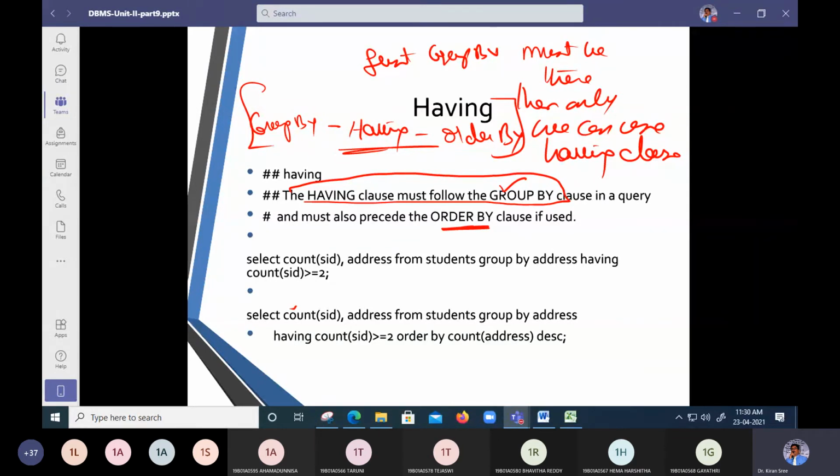So now look at this query. Select count of SID and addresses from student, group by addresses having count greater than 2. Understand this condition, understand this query.